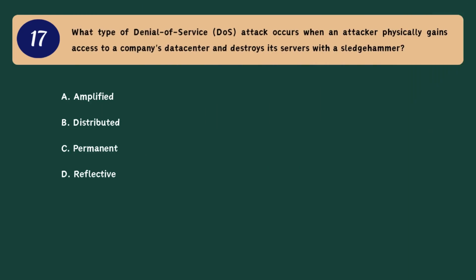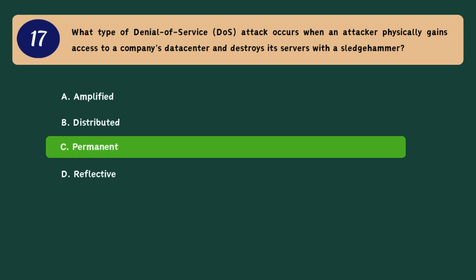Question 17. What type of denial of service attack occurs when an attacker physically gains access to a company's data center and destroys its servers with a sledgehammer? A. Amplified. B. Distributed. C. Permanent. D. Reflective. Correct answer. C. Permanent.